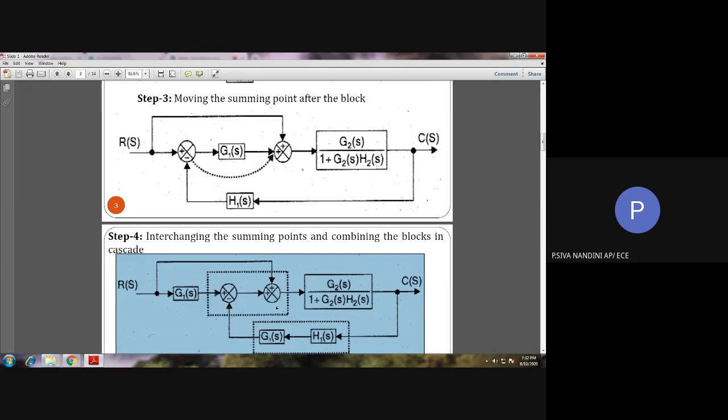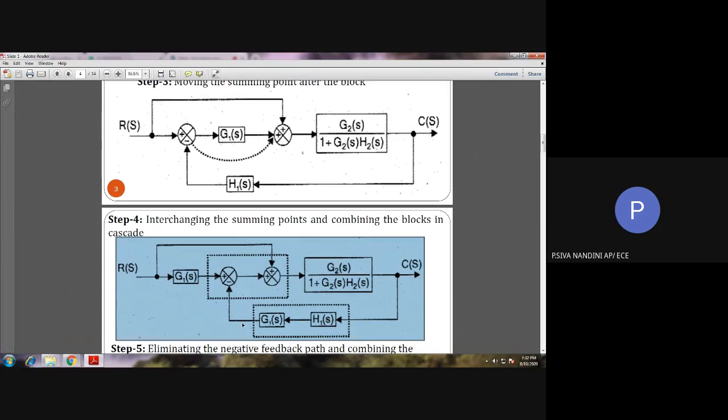And next, to obtain a parallel block here, what can we do? We can interchange the summing points. Thus, we may obtain a parallel block on this side. See here, we also have two blocks in series. This G1(s) and H1(s) are available in series. So we can combine these series blocks. How can we combine the series blocks? By multiplying G1(s) into H1(s).